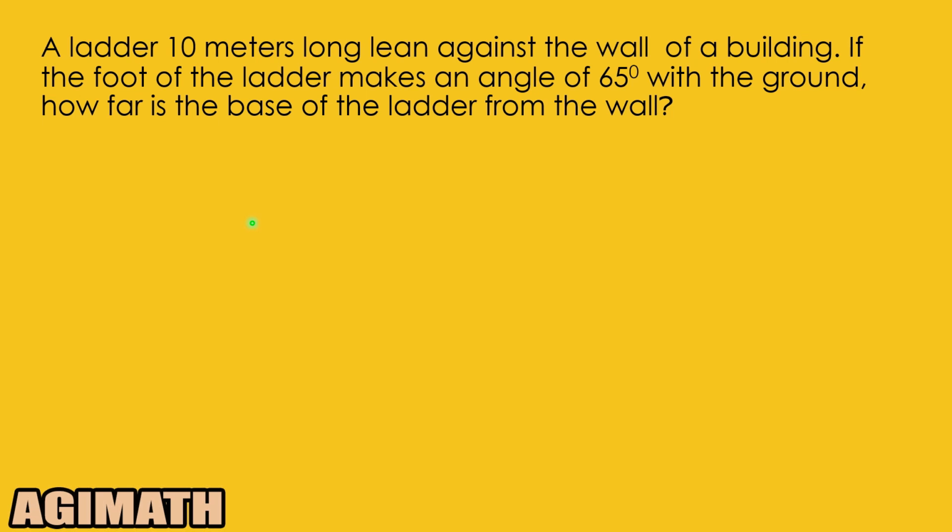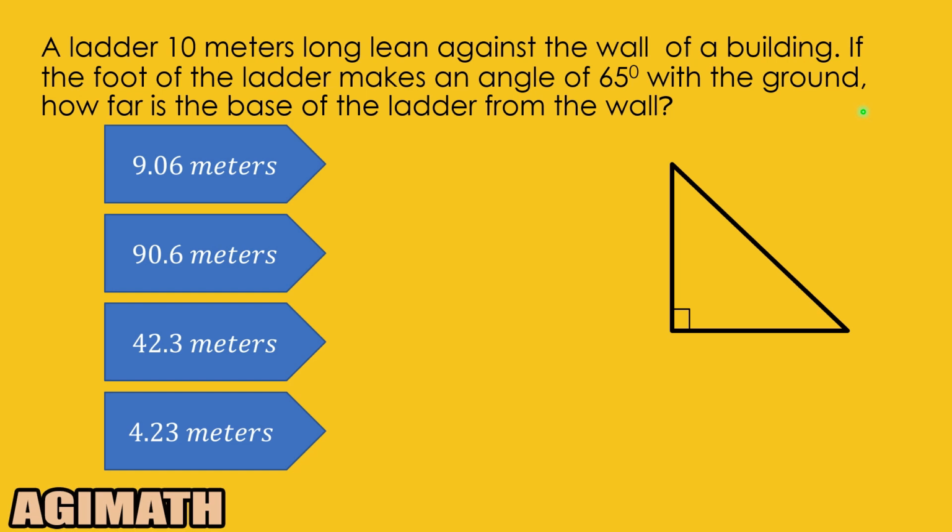Next, and the last question. A ladder 10 meters long leans against the wall of a building. If the foot of the ladder makes an angle of 65 degrees with the ground, how far is the base of the ladder from the wall? So again, this is one of the applications of right triangle trigonometry. So I'm going to draw a right triangle and then analyze the problem. A ladder is leaning against the wall. So this should be the wall, and this is the ladder. According to the problem, it is 10 meters long.